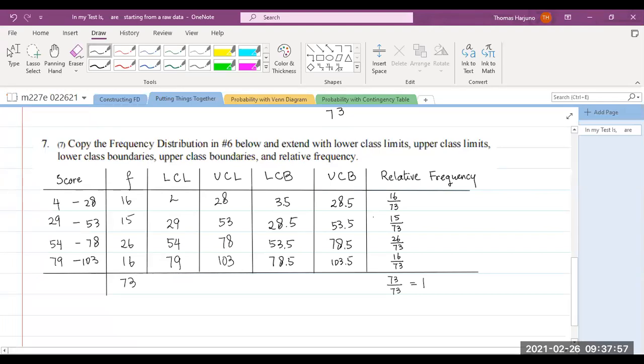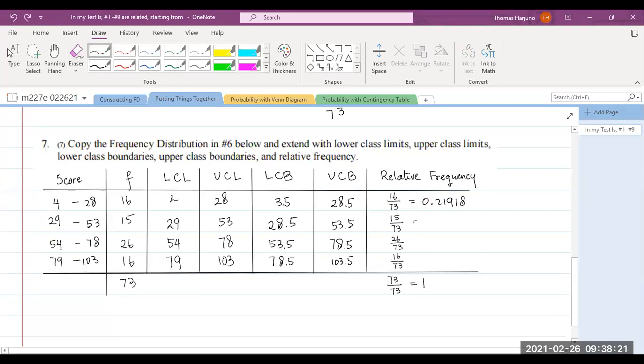So if you change this into decimal, it will be 0.21918. Don't forget the leading zero. Remember that leading zero, okay? If there's no integer part to the left of your decimal point, then you need to put that leading zero.